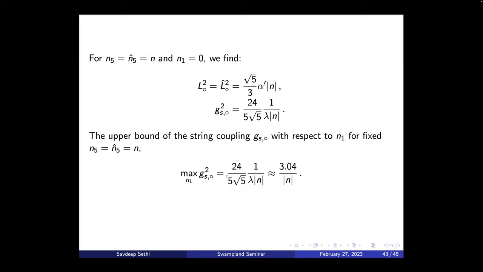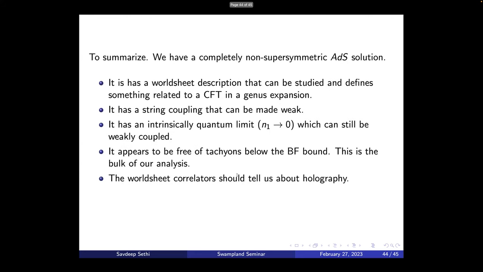So there's an expression for the largest value that g_string can attain over N1, which scales like 1 over N, where N is the amount of flux going through the spheres. This is for the case where N5 equals N5 hat equals N. So you make the AdS very flat. Even if you make N1 zero, you have a finite g_string. Totally non-classical string background. But we can approach it from a family of classical string backgrounds where we can do perturbations. Okay, let me summarize.